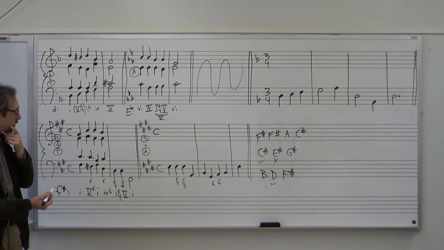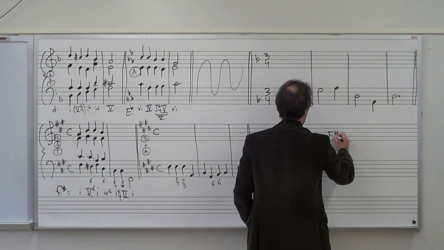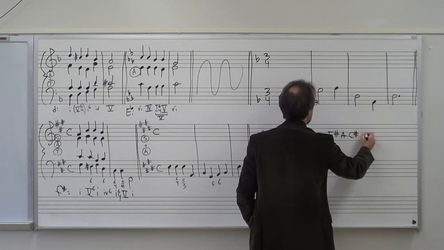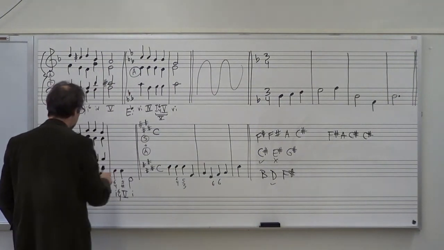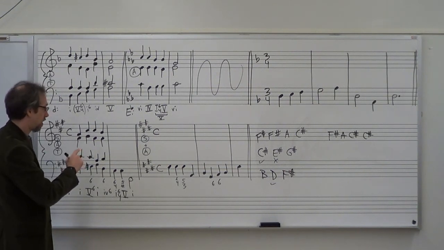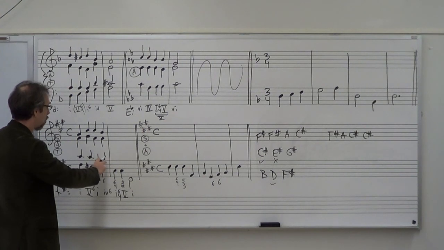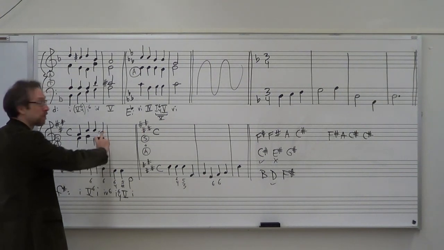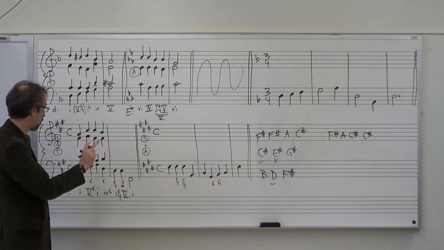Now I get my 1 6/4 chord. The 1 6/4 chord is going to be F sharp, A, C sharp, and I must double the C sharp. So I got a C sharp down here, and I have to get a C sharp somewhere. I don't want to leap, so I have two B's. One of these B's is going to go to the C sharp. The other B is going to go to an A.